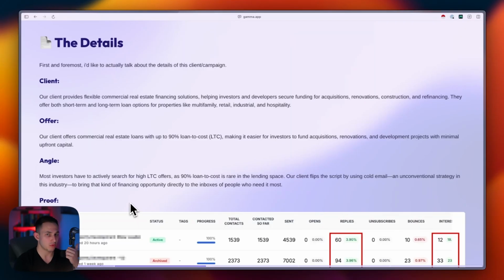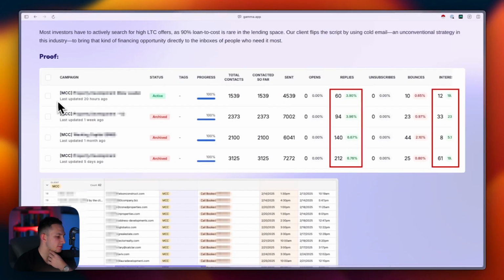It's obviously the number one utility, which is the 90% LTC, but it's also because it's coming through cold email. Okay, now here is the proof. Now, MCC, I'm not going to show the full company's name, but that's the acronym. You can see these are a couple of the campaigns that we've run. You can see the reply rates right here and the interested rates right here. It's a little cut off, unfortunately, but you guys can see the numbers perfectly fine.